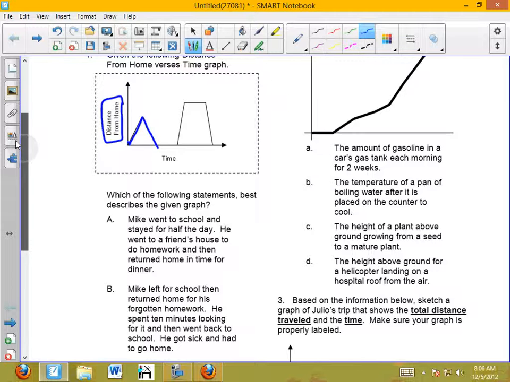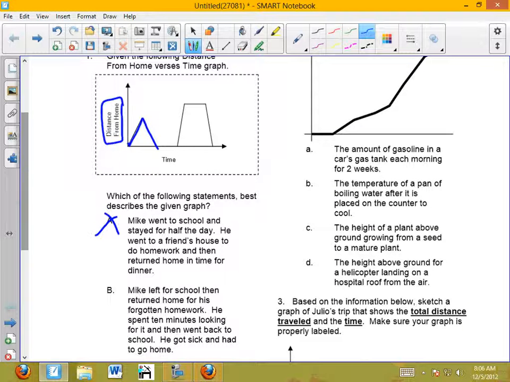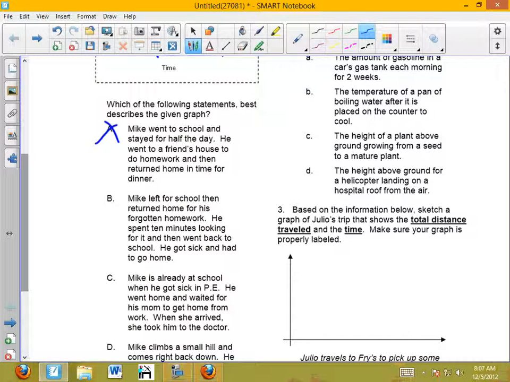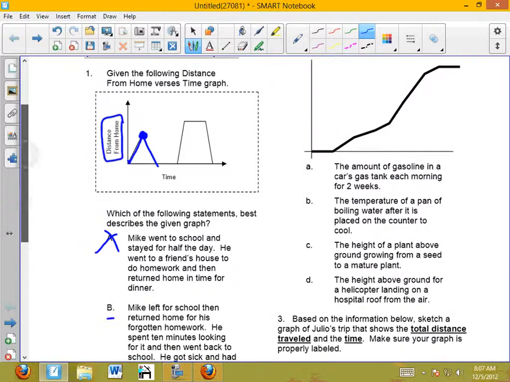Mike went to school and stayed for half the day. No, Mike didn't stay anywhere. See right there, it's a point. He left immediately. Mike left for school, then returned home for his forgotten homework. Possible. He spent 10 minutes looking for it, then went back to school. He got sick and had to go home. Spent some time looking for it. Went to school, got sick, stayed there, got sick, had to come home.